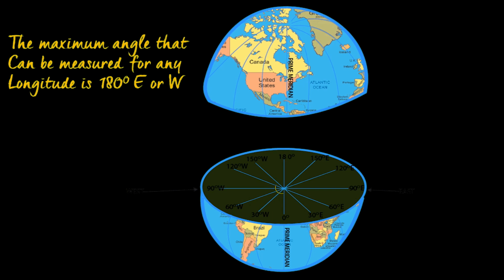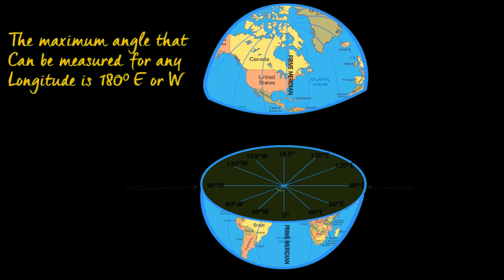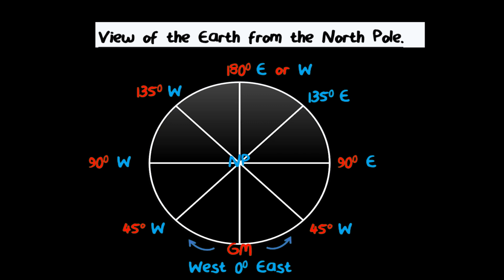From this diagram that we have here, it's possible to see that the maximum angle that can be measured to the east or west of our prime meridian is 180 degrees. So a view from the North Pole also gives us a similar view as cutting our globe at the center or at the equator.